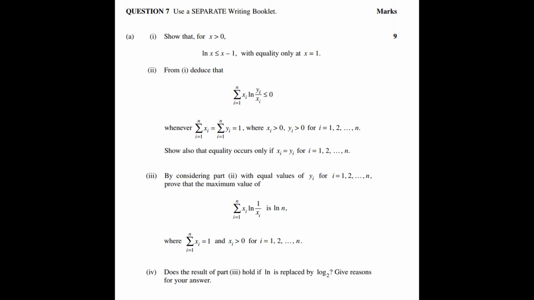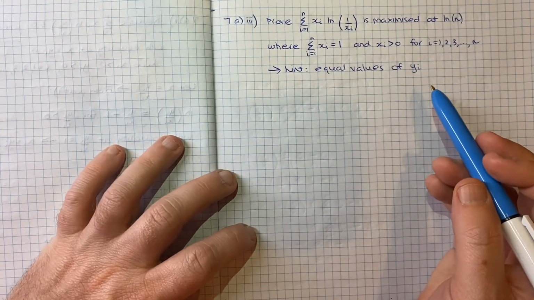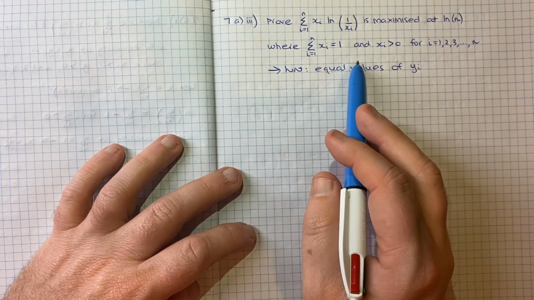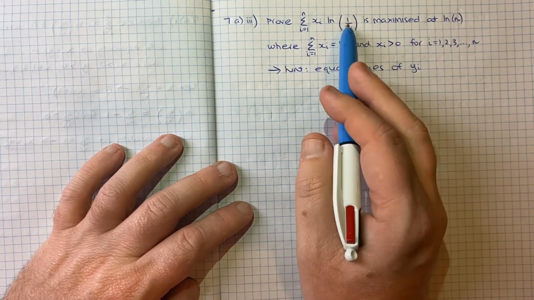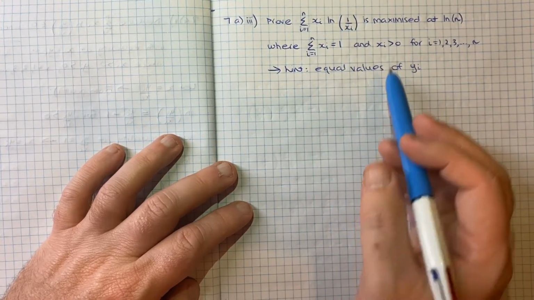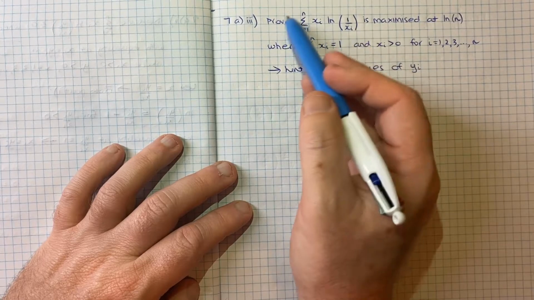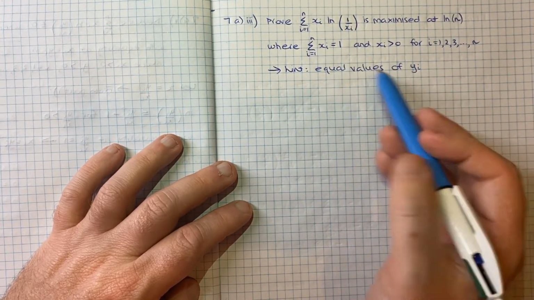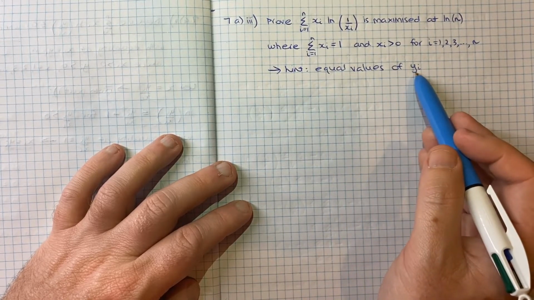So let's take a look. I've written up basically what we're dealing with. Very similar to part 2, you can see how this leads on from part 2. The only missing ingredient is there's no yi here where there was before, we've just got a 1. But basically we want to show that this sum is maximized at log n, and we've got some conditions. And we're given a hint, we're dealing with equal values of yi.